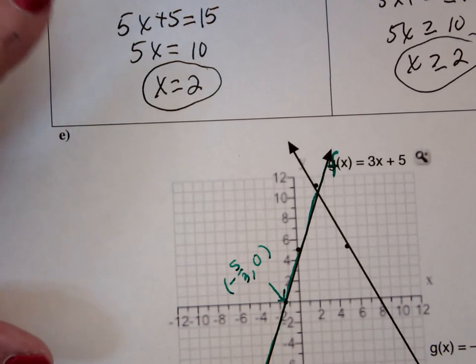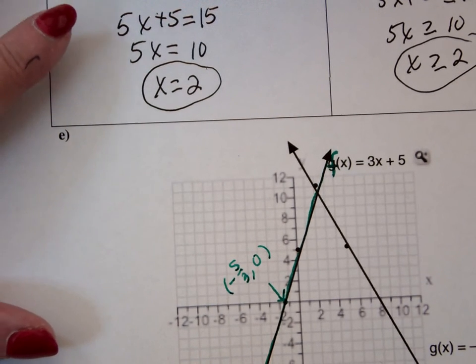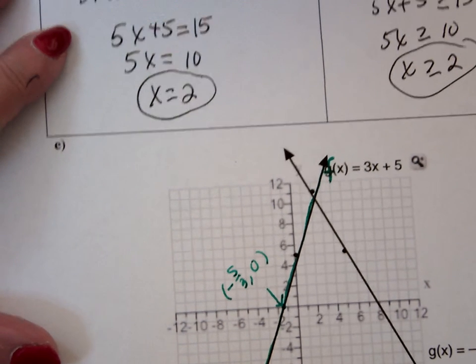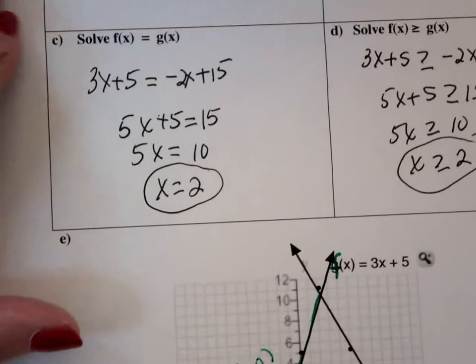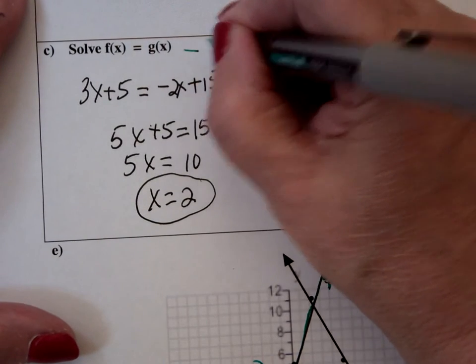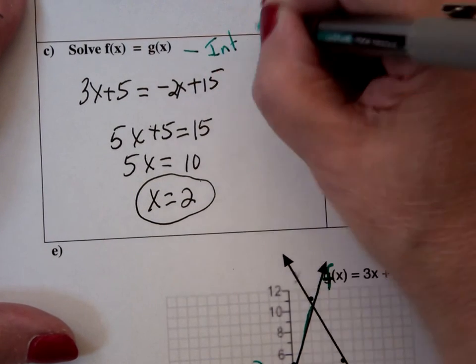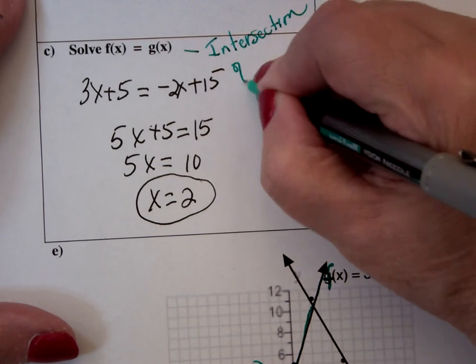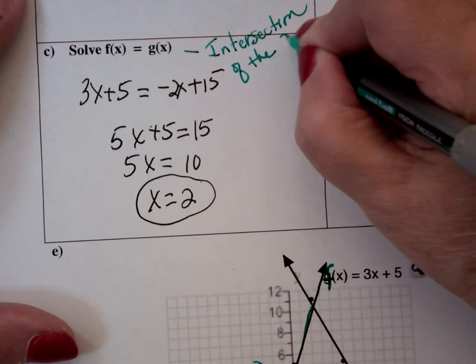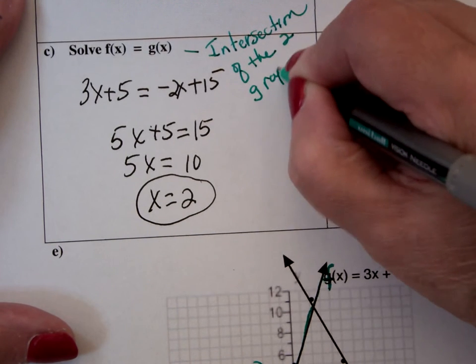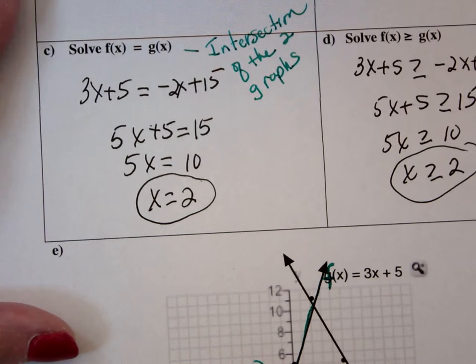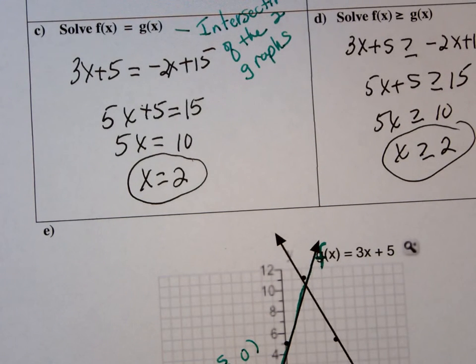Now I'm going to go to the equalities first, because then I'll bring in the inequalities. It says f of x equals g of x. Where f of x equals g of x, this means this is the intersection of the two graphs. That's like solving a system of equations. Where do the two lines intersect? Where do they cross?